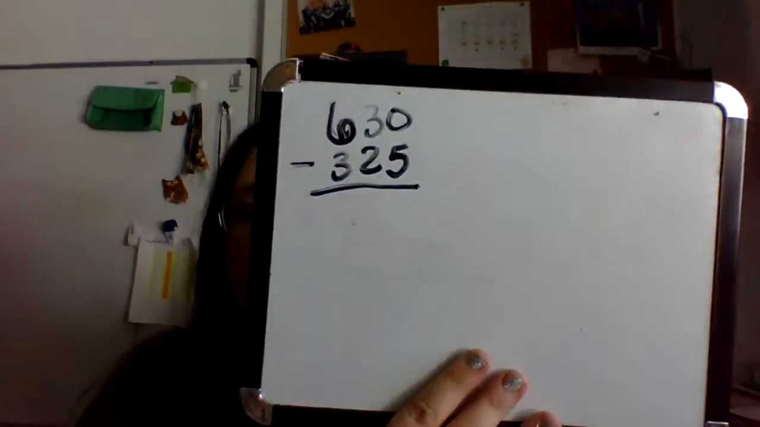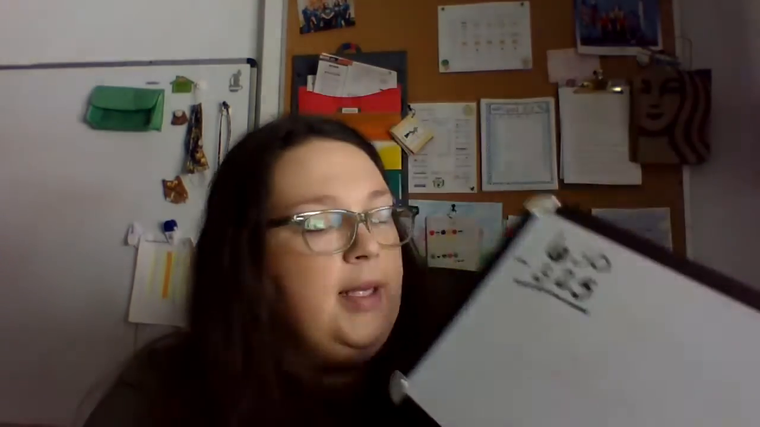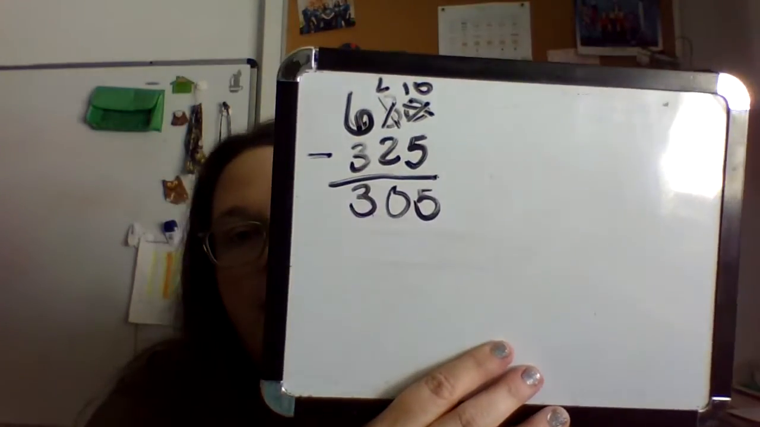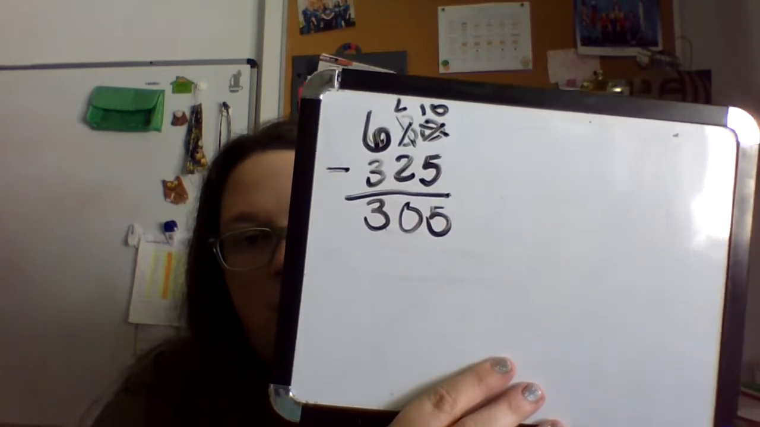Now, looking here at this problem, I have a 0. I cannot take 5 from 0. If you have 0 candies, you cannot take 5 from that. So I have to borrow from this 3, and I'm going to make it a 2. And then I'm going to turn this into a 10 because I borrowed 10. So 10 subtract 5 is 5. 2 subtract 2 is 0. 6 subtract 3 is 3. So 305 of the 630 is the amount of pennies that you have, okay? Just think about that.